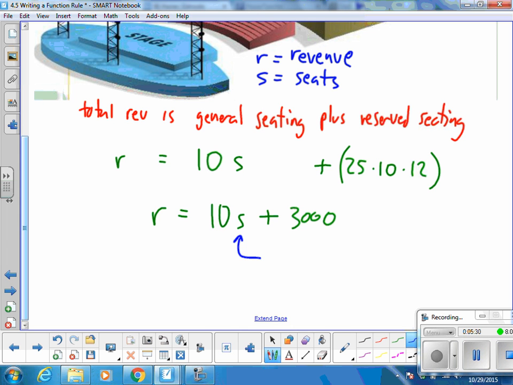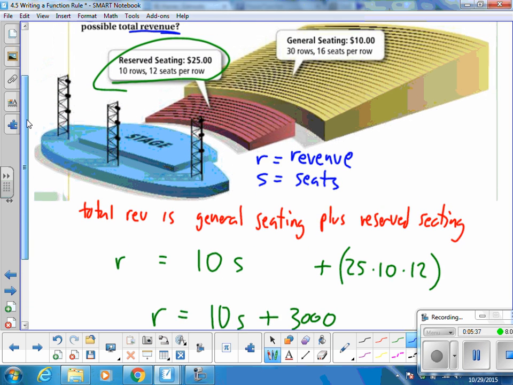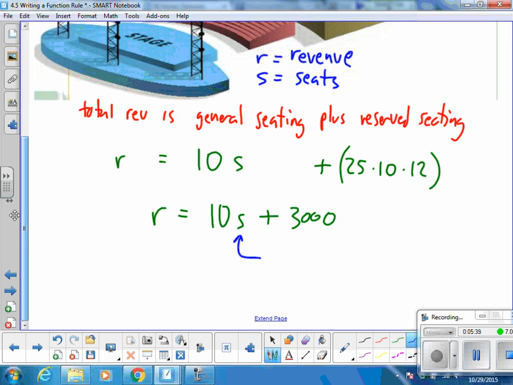I do see that my general seating is going to be, let me look at the rows again. 30 rows, 16 per row at $10. So it's $10 at the 30 rows, and there's 16 per row. If we look at the 10 and the 30, I'm going to get rid of the 10. If we look at the 30 and the 16, look at those two things, we can see that's about 480. About 480 seats sitting in there.